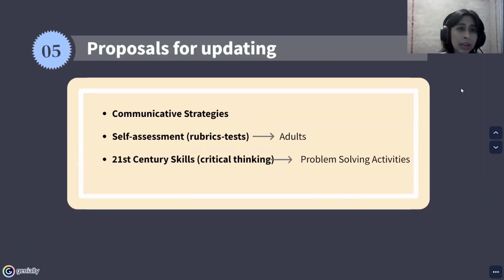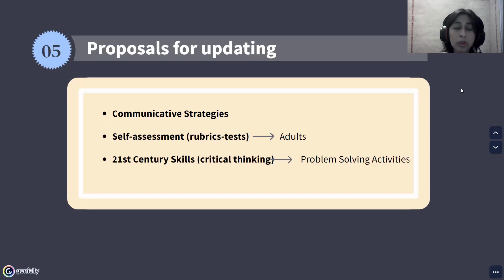Well, as regards my proposals for updating this book, I would include the communicative strategies, because nurses work with important information. Patients' health depends on their understanding, so they should learn how to ask for repetition politely, how to clarify understanding.